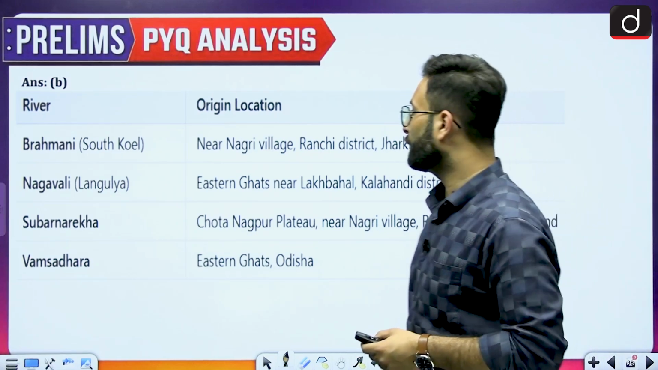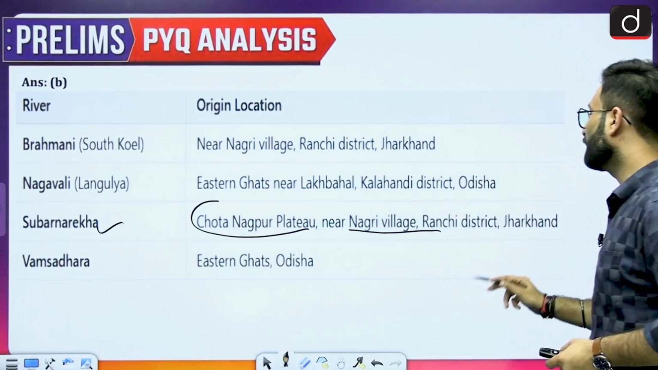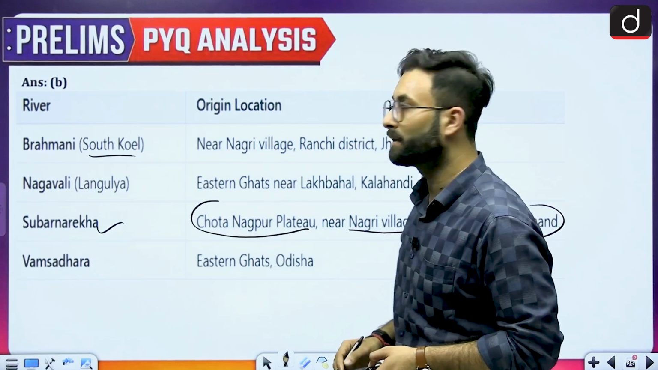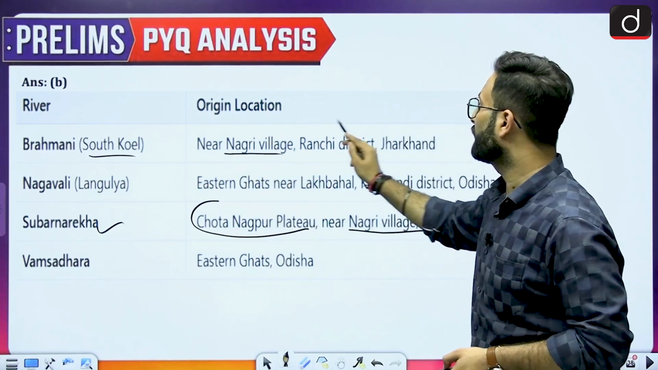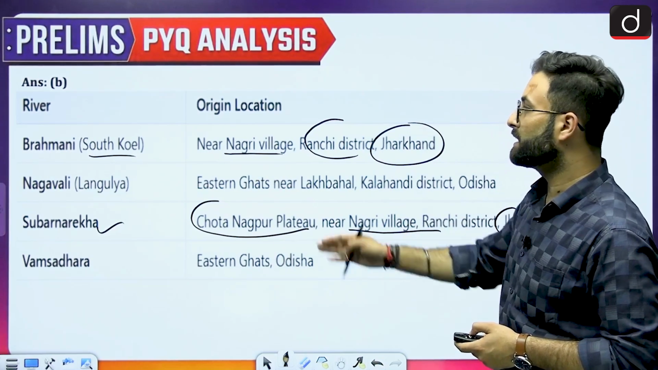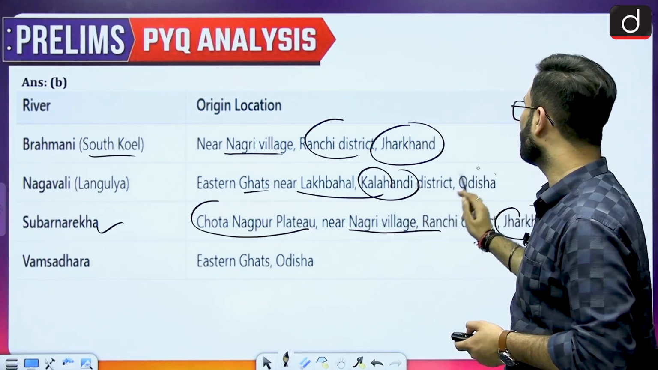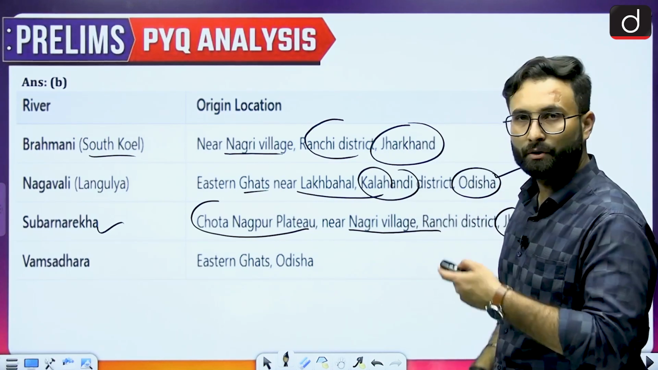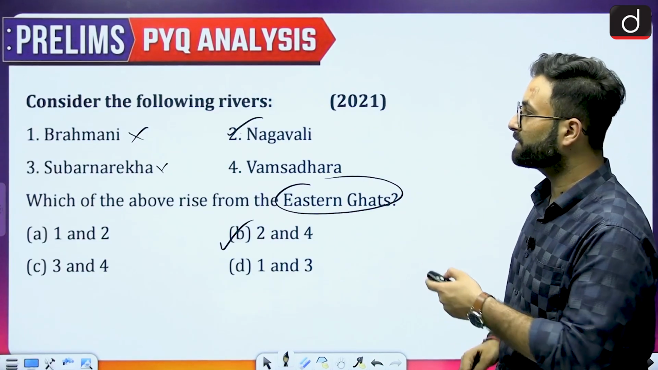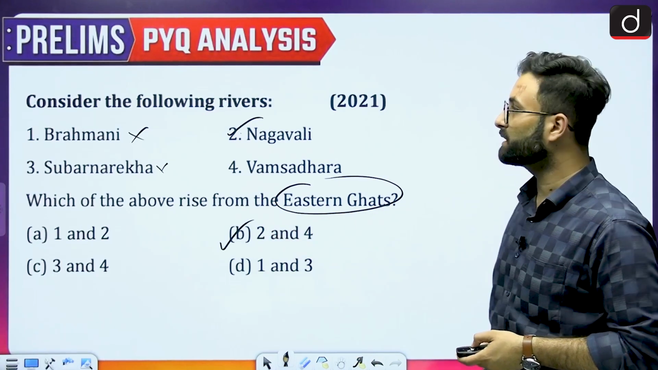If you talk about the Subarnrekha, I told you that it is somewhere in Jharkhand, in the Chhota Nagpur Plateau near the Nagari village, Ranchi, Jharkhand. Coming to the first one, Brahmani, which is also known as the South Koel river, it is near the Nagari village, Ranchi, Jharkhand. Coming to the next one, Nagavali, that is there in the eastern Ghats near Lakhbahal, Kalahandi district of Odisha. So that is one of the right answers. Then Vamsthara, that is there in the eastern Ghats, Odisha. So that is about the rivers originating from the eastern Ghats. So option B is your right answer, 2 and 4.